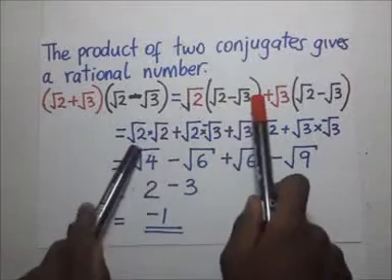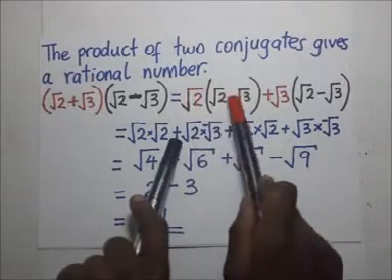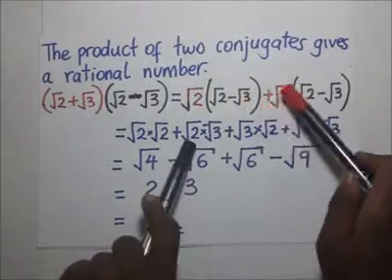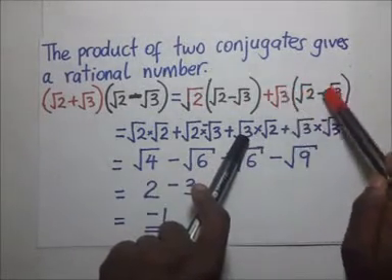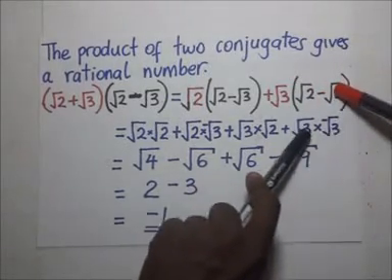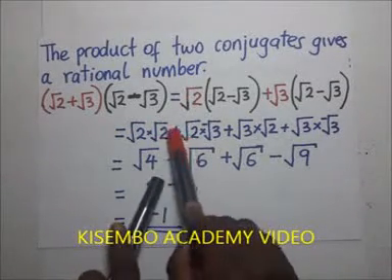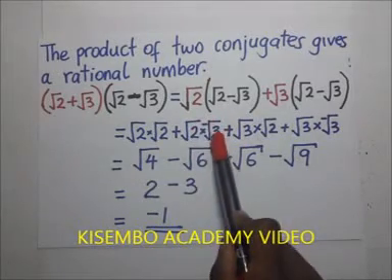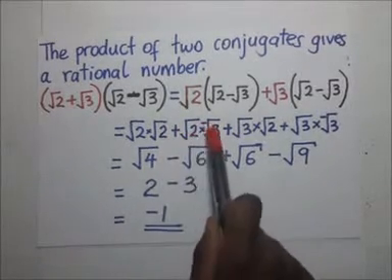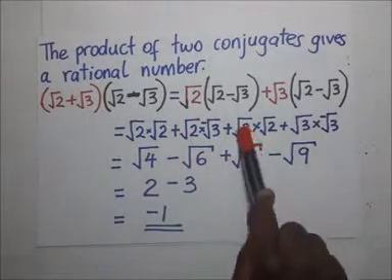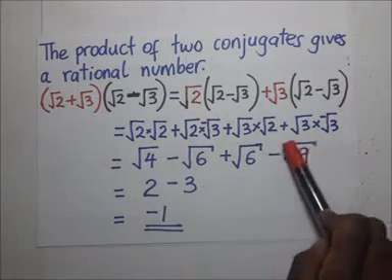Definitely here we shall keep opening brackets. Root of 2 times root of 2, which is this. Then plus root of 2 times negative root of 3, which is that. Then plus root of 3 times root of 2, which is that. Then root of 3 times negative root of 3, which is that. Then the rest is arithmetic. Root of 2 times root of 2 is root of 4. Then positive root of 2 times negative root of 3: positive and negative gives a negative, so it's negative root of 6. Then root of 3 times root of 2, both positive, so positive root of 6.